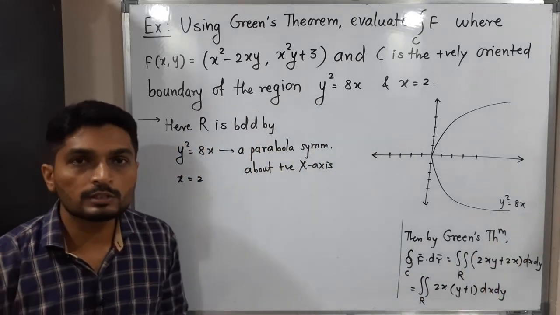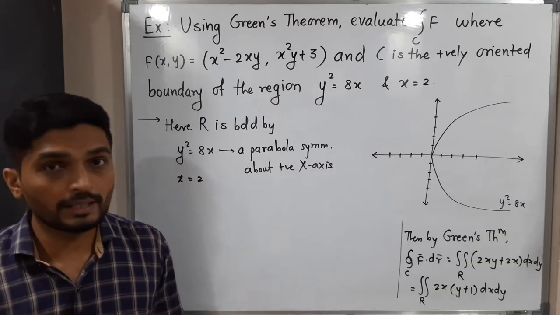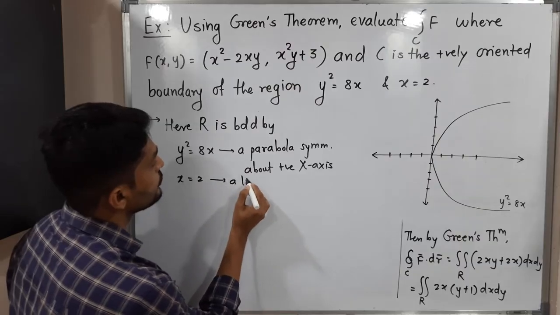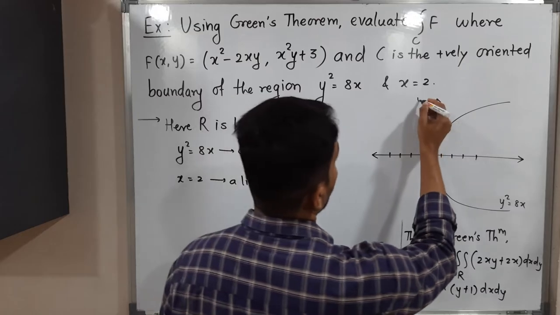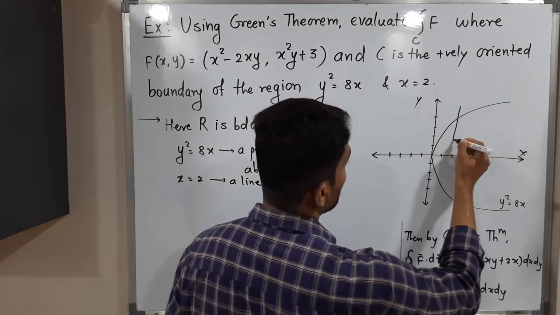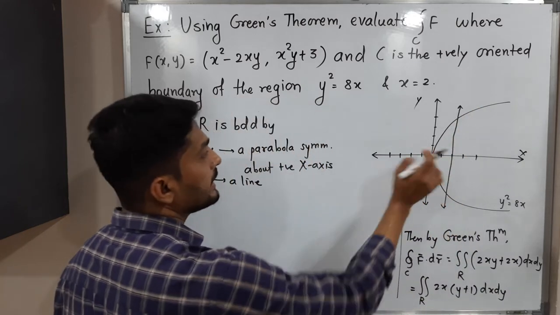x is equal to 2. This is a very simple equation. x is equal to 2 represents a line parallel to y-axis that passes through x is equal to 2. So simply I will mention a line. So this is a line we have, a line parallel to what? y-axis. This is our y-axis. This is x-axis and it passes through x is equal to 2. So that means this line will be like this. So the region is bounded by that line and this parabola.